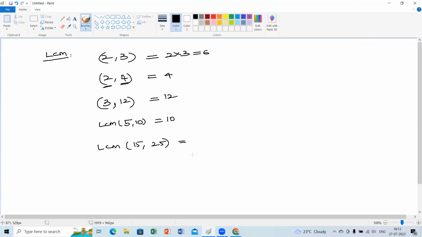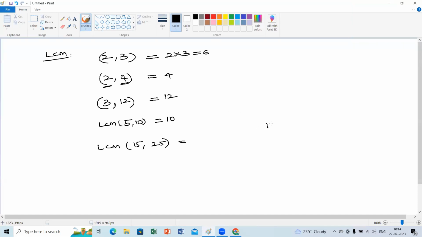25. No. See, my students are not giving the correct answer. They're still thinking. What is LCM of 15 and 25? Why are we taking different methods? In some cases we are multiplying. Ma'am, it's 75. Greater number. Very good. Who said it is 75?